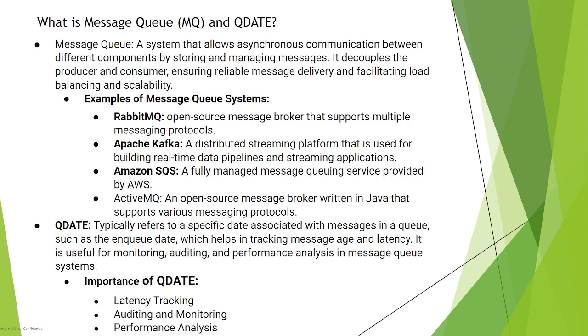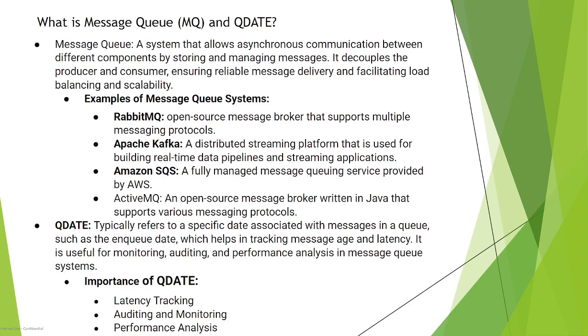So these are some of the message queue systems that queue a message and deliver the message to the consumer. Queue date typically refers to a specific date associated with a message in a queue, such as the enqueue date, which helps in tracking message age and latency. It is useful in monitoring, auditing, and performance analysis in message queue systems. So the importance of queue date is latency tracking, auditing, monitoring and performance analysis.